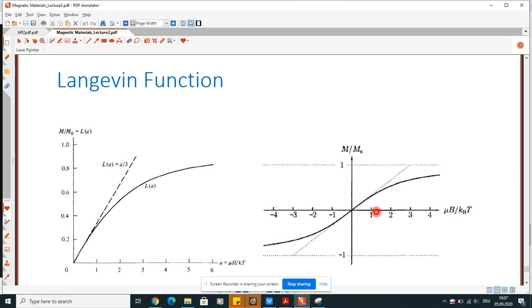Yes, that is the only difference. Here it is only in the first quadrant, in the positive part. Here you see both the positive and the negative part.